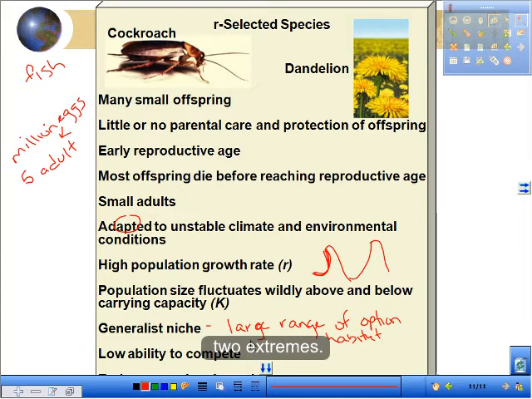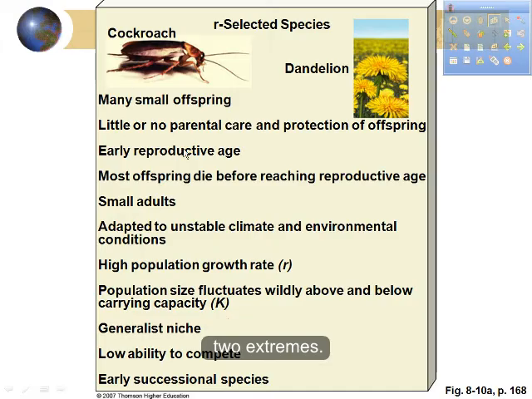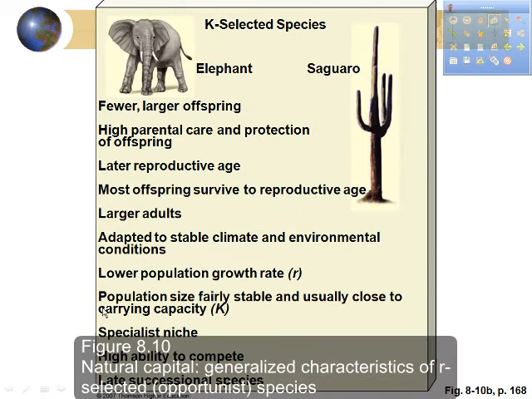Low ability to compete. If something else comes in and eats the same food and lives in the same place, they don't really have the resources or defense mechanisms to win the fight. They're just going to get out-competed. They're going to disappear. And then the last one is early successional. So these are ones that come in right after a major catastrophe. They're the first ones to settle and take advantage of an area. And then they kind of get replaced by other stuff.